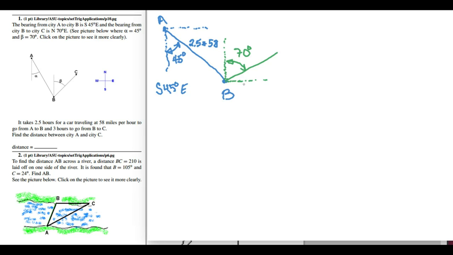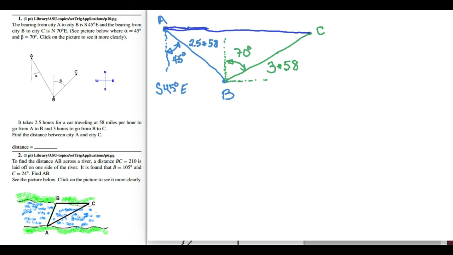We're then told that we turn to north 70 degrees east. So you look north and move 70 degrees to the east, and so now we're traveling off in this direction. We're told that it's going to take 3 hours to go from B to C. I'm going to assume that they're meaning that we're still going 58 miles per hour. So we can find the distance from B to C by 3 times the 58 miles per hour.